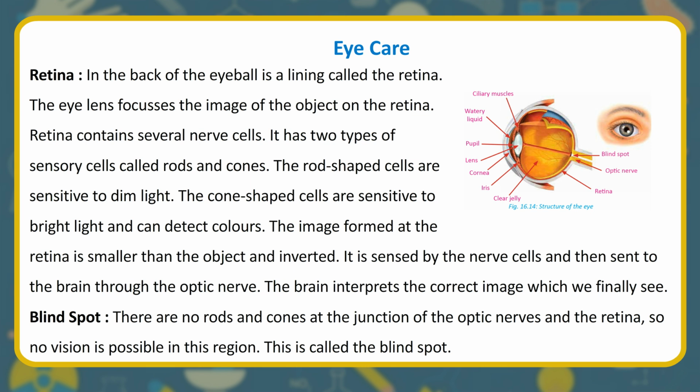The image formed at the retina is smaller than the object and inverted. It is sensed by the nerve cells and then sent to the brain through the optic nerve. The brain interprets the correct image which we finally see. Blind spot. There are no rods and cones at the junction of the optic nerves and the retina, so no vision is possible in this region. This is called the blind spot.